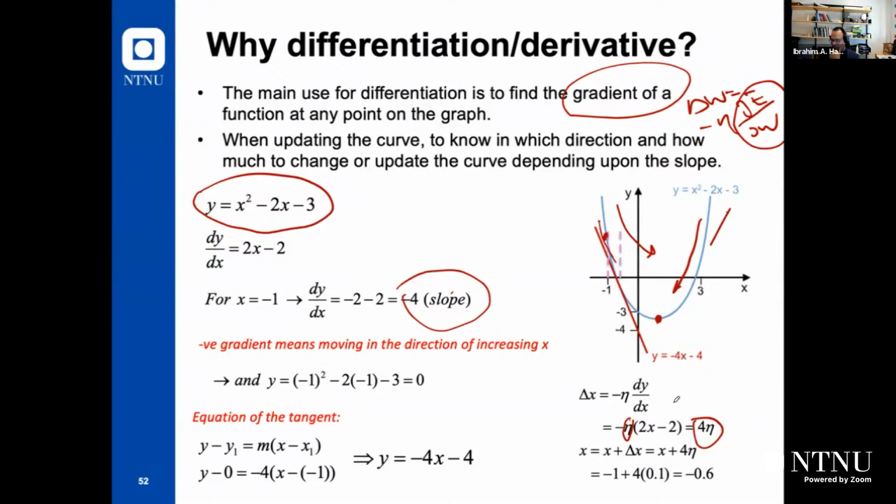Substitute the value of x, for example, here. So x equal -1, x equal -1 plus delta x, which is 4 eta. If you selected eta equal 0.1, for example, it will be -1 plus 0.4, so it will be -0.6. So now we will move from -1 to -0.6 here. Next step also, we will move a little bit and so on until we reach that point. And when we are reaching that point, we call it the saddle point. The slope at that point should be 0, right? So when the slope is 0, what will happen? Delta x will be 0. So we will stay here at that point.